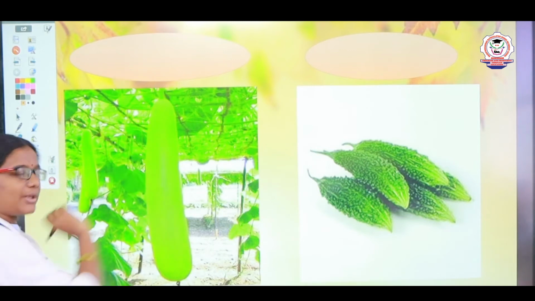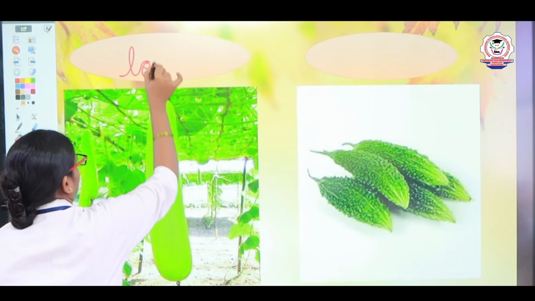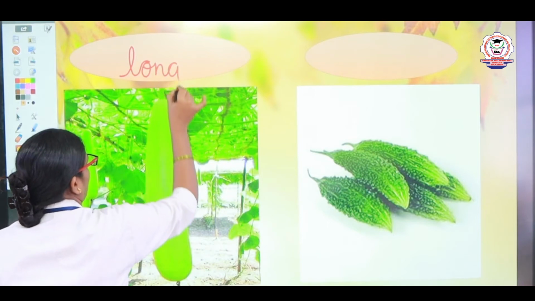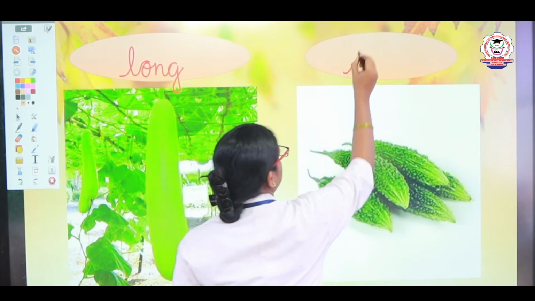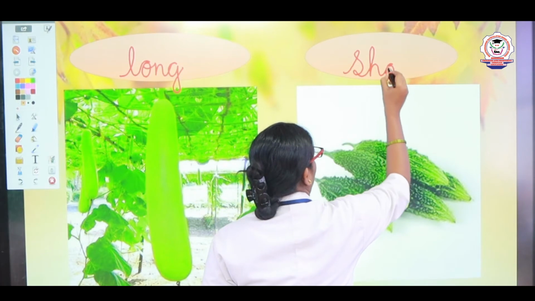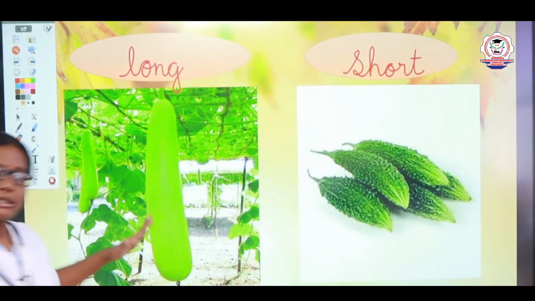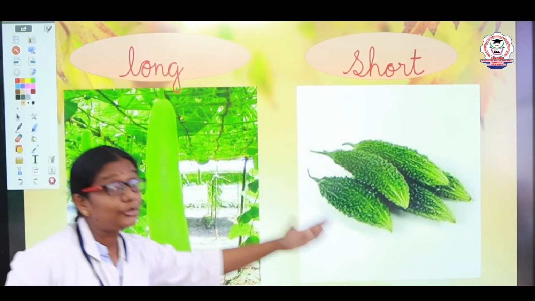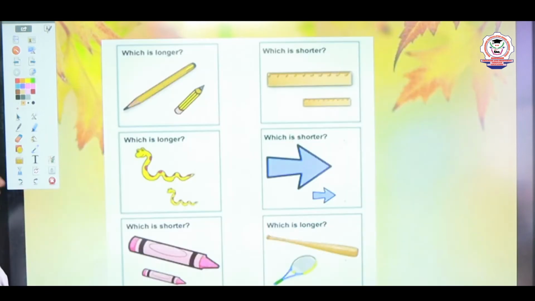What is the spelling of long? L-O-N-G. Long. And the bitter gourd is short. What is the spelling of short? S-H-O-R-T. Short. So, bottle gourd is the longest vegetable when comparing to bitter gourd. Now, shall we see another example?